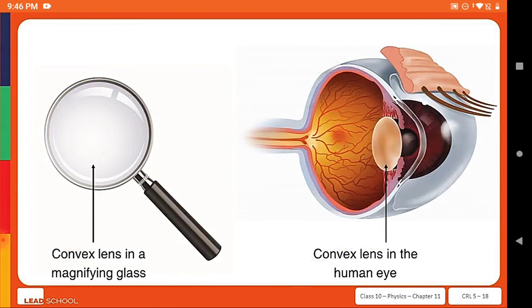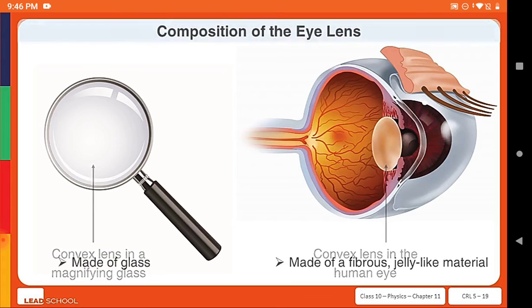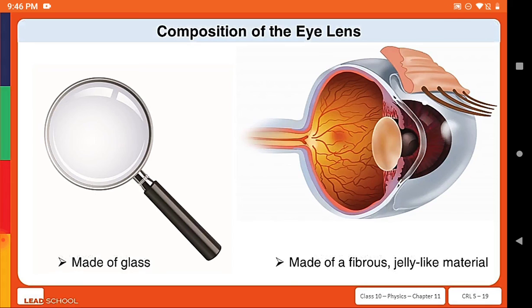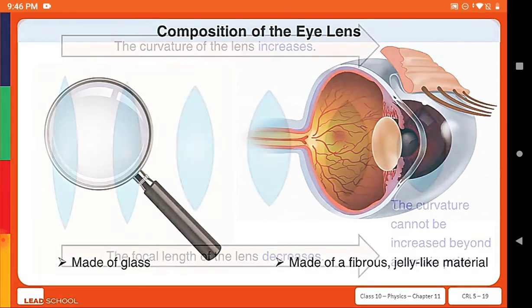Have you thought why the curvature of the convex lens in the eye can be modified, but not the curvature of the convex lens in a magnifying glass? The magnifying glass is made up of glass, which can break if we try to change its shape. However, the eye lens is composed of a fibrous jelly-like material. This allows the ciliary muscles to change the curvature of the lens.